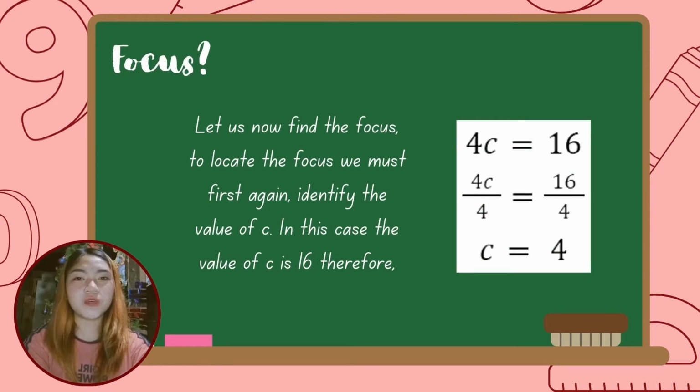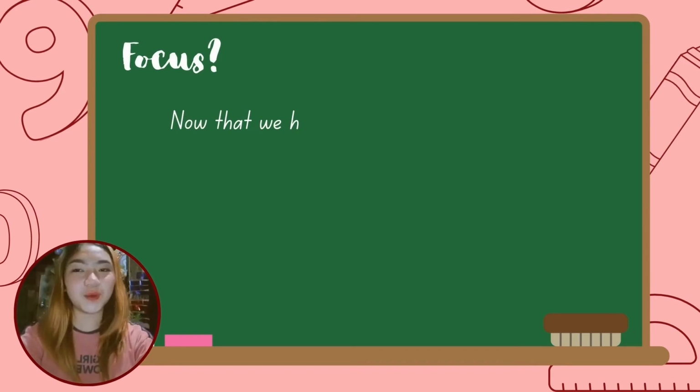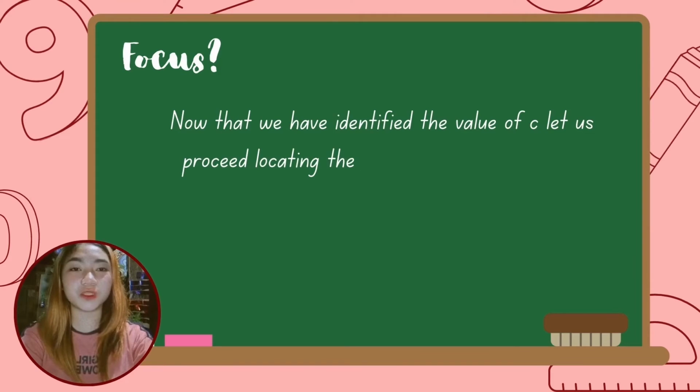To locate the focus, we must first again identify the value of c. In this case, 4c equals 16. 4c over 4 equals 16 over 4. Divide both sides by 4 to get the value of c. So now, c equals 4. Now that we have identified the value of c, let us proceed to locating the focus.